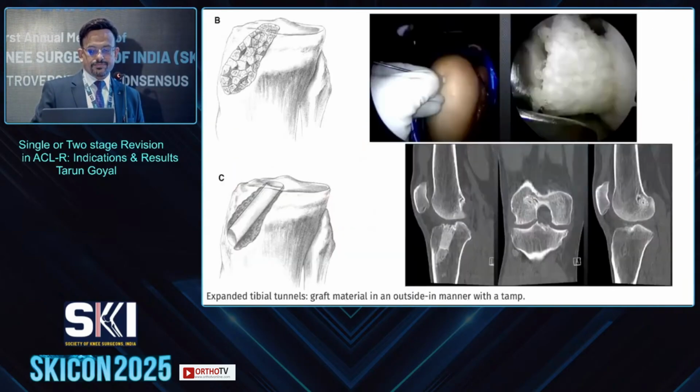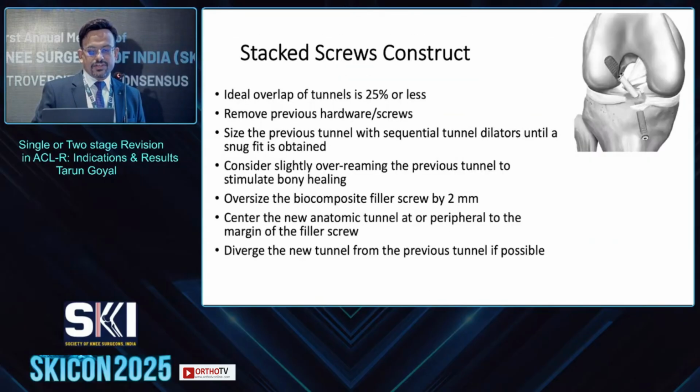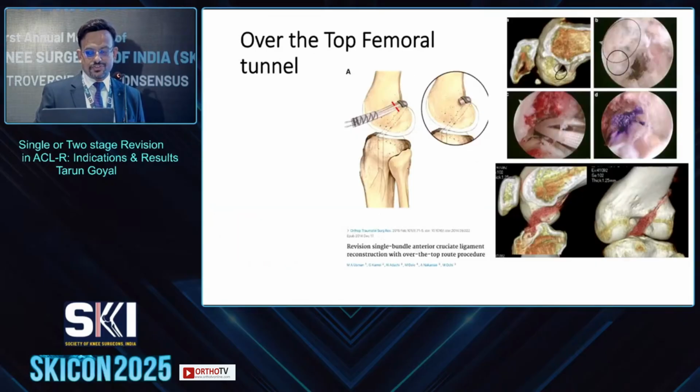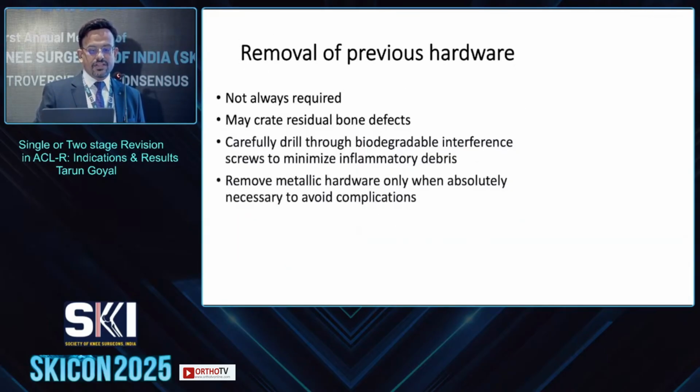So what we'd like to do here, if the tunnel overlap is more than 25%, you cannot generally ignore it. You would have different techniques of doing it. You can use a technique like a stacked screw fixation, in which you remove the previous hardware and ream the tunnel, then fill it with a composite screw which is more than 2 millimeters, and then put a new graft and a new screw in its position. Or over the top femoral tunnel if there is a large blowout behind. Removal of the previous hardware is not always required, and you can carefully drill through the previous biodegradable interference screw to minimize the debris.